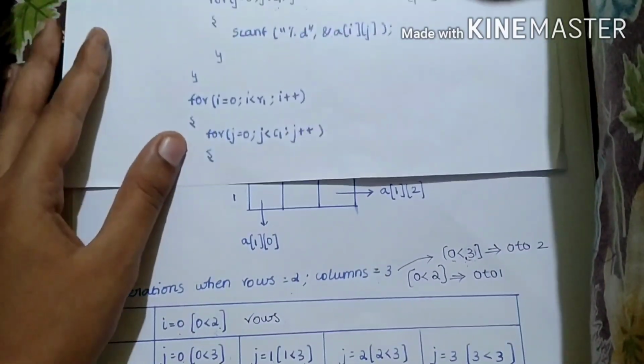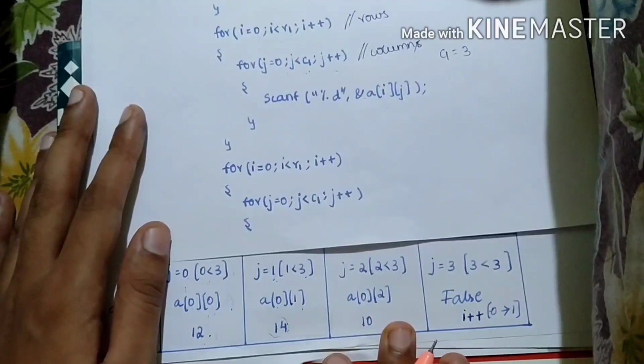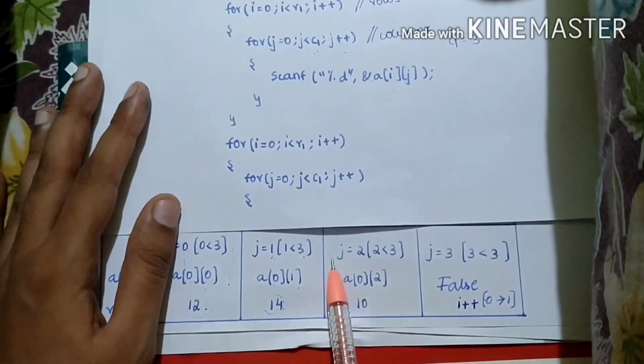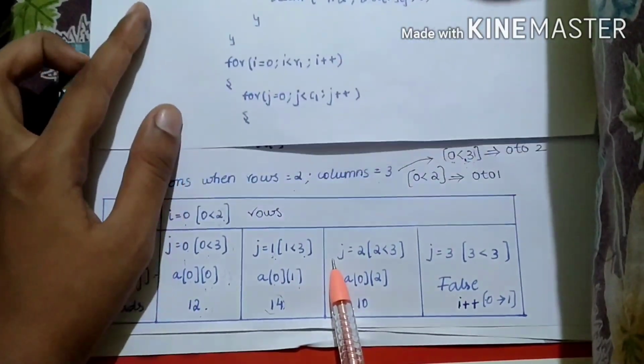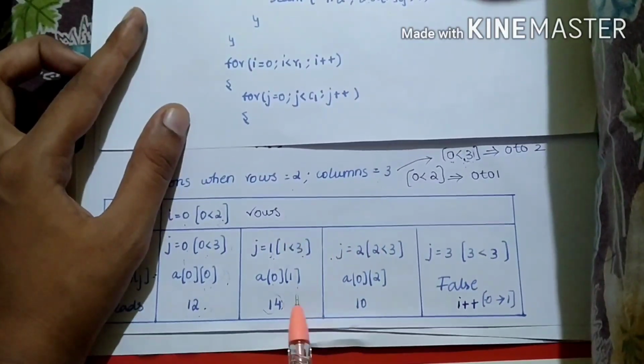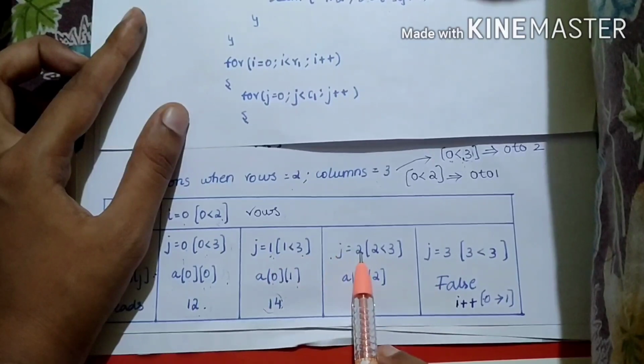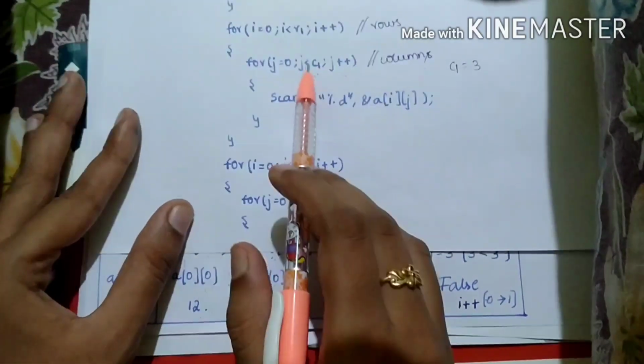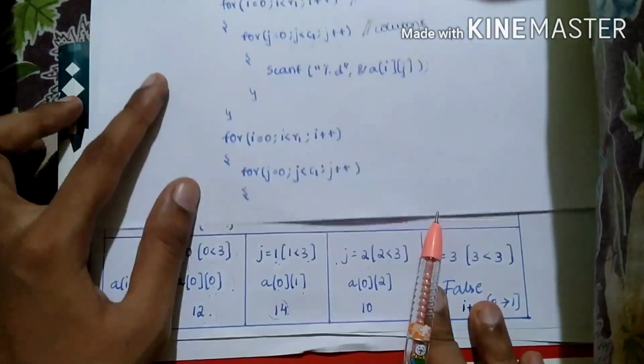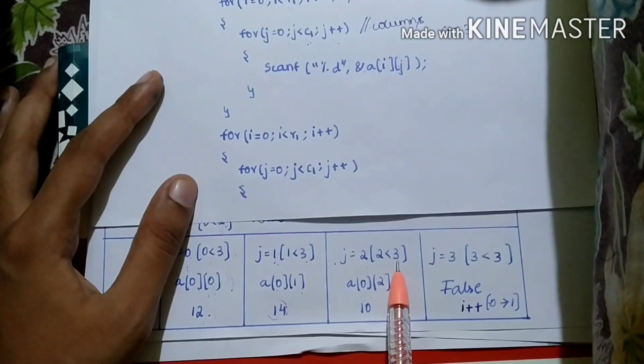I have entered 14, and here I have entered, so the j value gets incremented from 1 to 2. Again it checks for the condition, 2 is less than c1, that is 2 is less than 3.